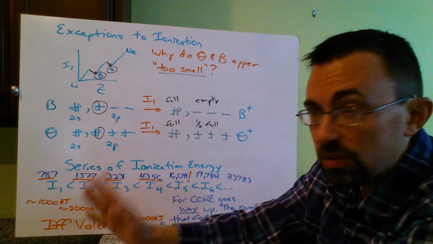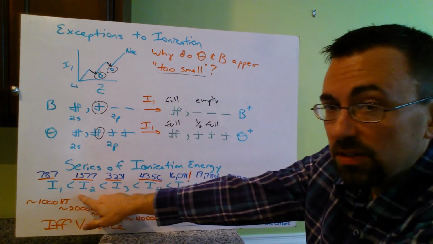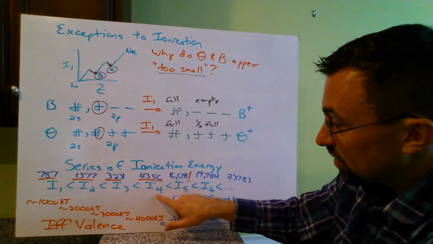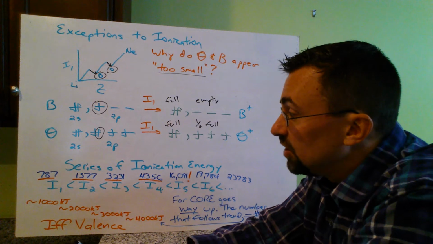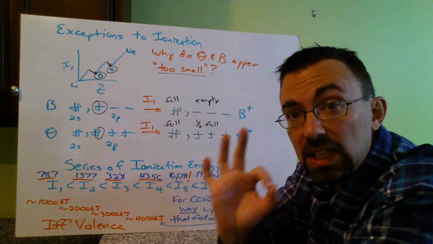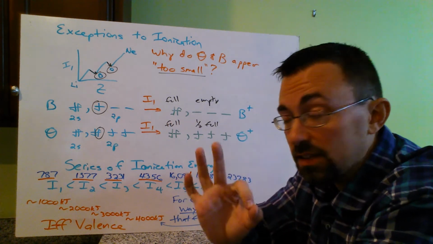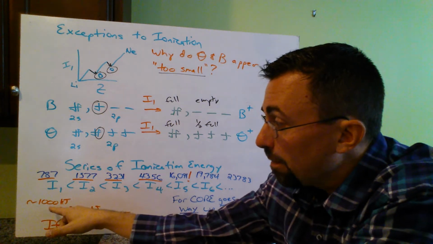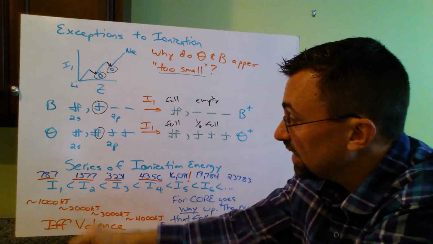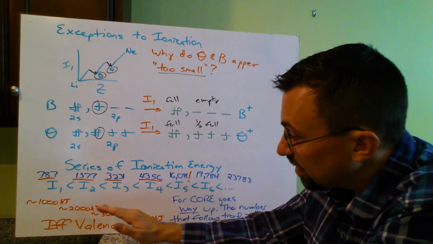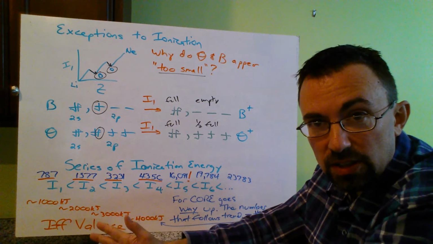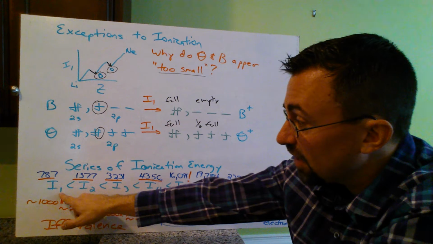Generally, and this is always true, first ionization energy is always smaller than the second, always smaller than the third, always smaller than the fourth, and so on, until you run out of electrons. As a general rule of thumb for valence electrons, first ionization energy is about 1,000 kilojoules. Second ionization energy, about 2,000 kilojoules. Third ionization energy, about 3,000. You get the trend. It's not so hard. Just add 1,000 after the number.